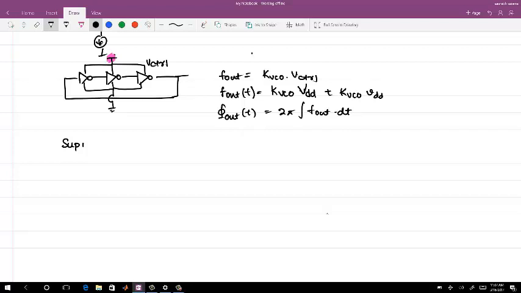No, if VOP and VON are both shifting by the same amount, then the differential swing doesn't change.